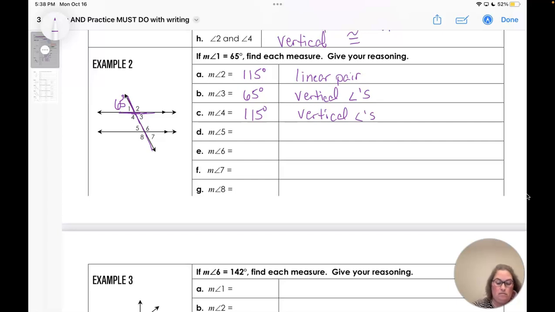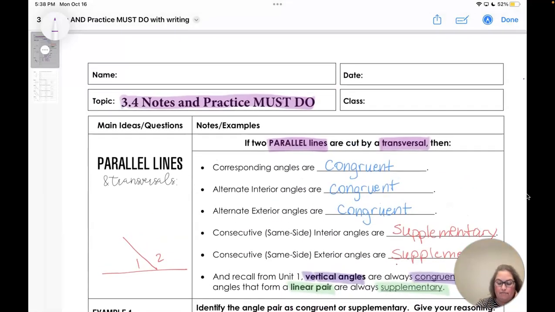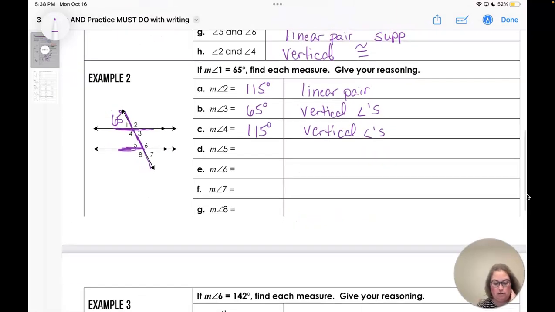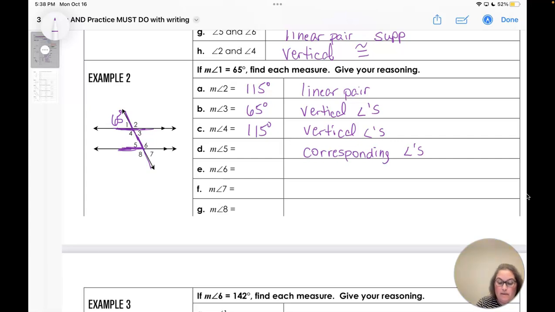Here I've got 1, 65 degrees again, and you see 5 is in the same position. It's to the left of the transversal and above each line. So those are going to be corresponding. And corresponding angles are going to be congruent. So we can do the same thing with those that we did with the others. So go ahead and find measure of angles 6, 7, and 8.